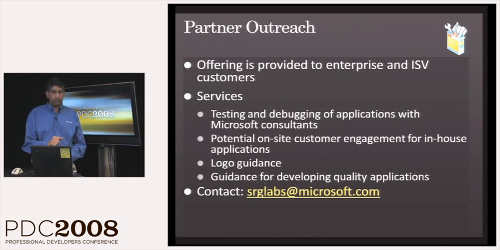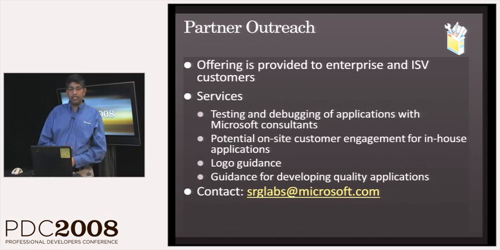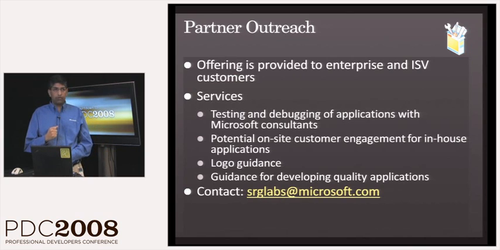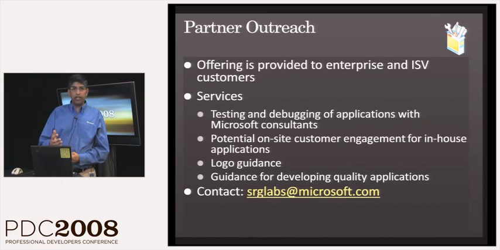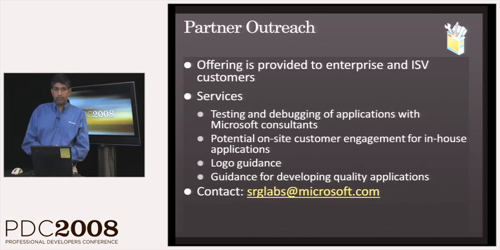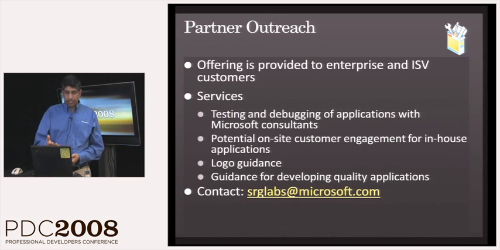Next, partner outreach. I've already talked a little bit about this. What we do in the application compatibility team is work with various enterprises and ISVs. We send them free Microsoft consultants. There is some criteria to get into this partner outreach, but once you're in, what you're getting is basically free consultancy from Microsoft to make sure that we can debug your applications, help you design your applications, and come up to speed, and make sure that you're working on Windows 7. If you want to contact us, here's the email address that's available for you.